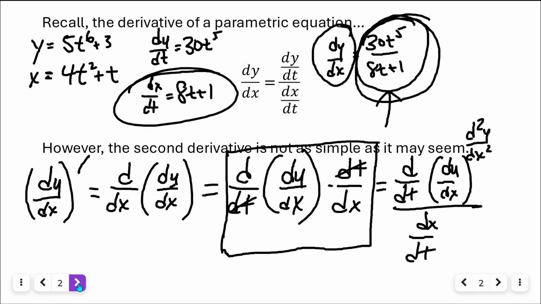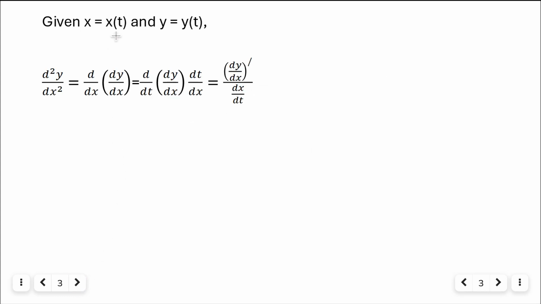Okay? All right, so over here, there's another summary of it. If you're given x is x of t and y is y of t, the second derivative of y with respect to x, again, we just wrote this all out, is equal to this.